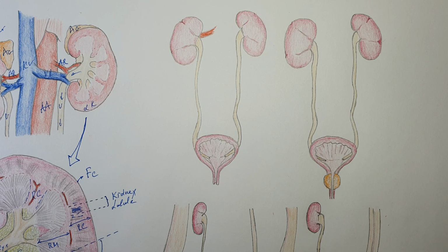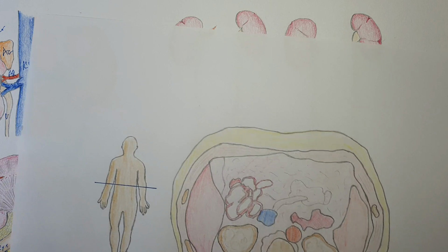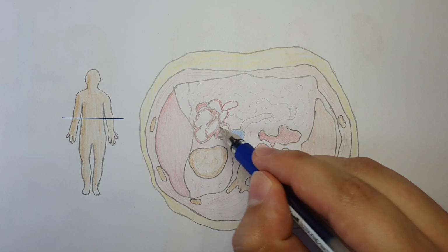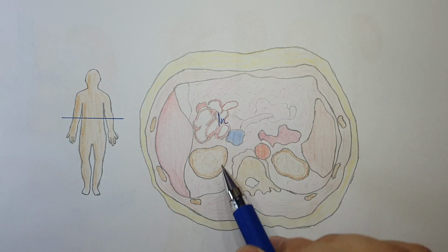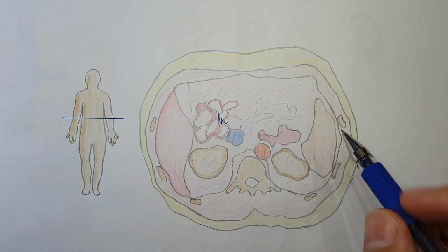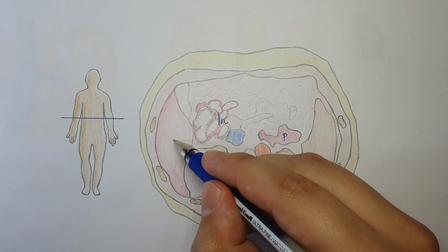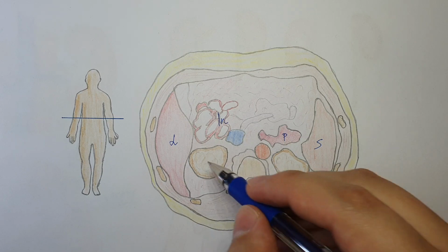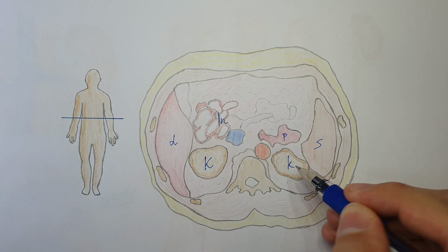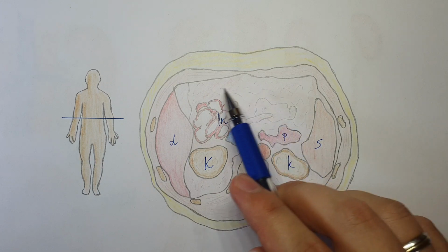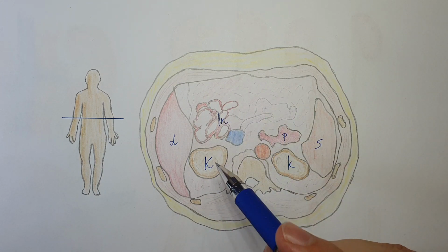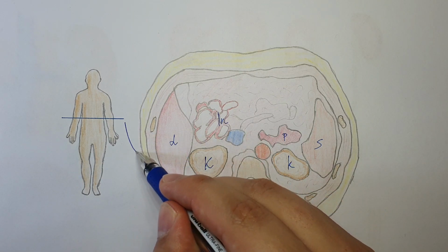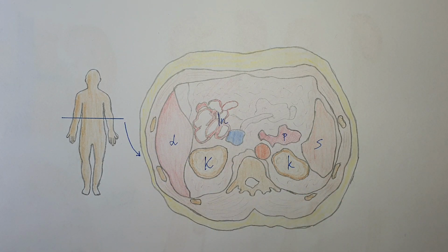So now, the position of the kidneys in our body is behind the peritoneum. If this would represent the intestines, this would be the pancreas, this would be, for example, the liver, and this would be the spleen. We see that these structures, and these are the kidneys, are located behind the intestines and the peritoneum. So this is the retroperitoneum space where the kidneys are sitting.